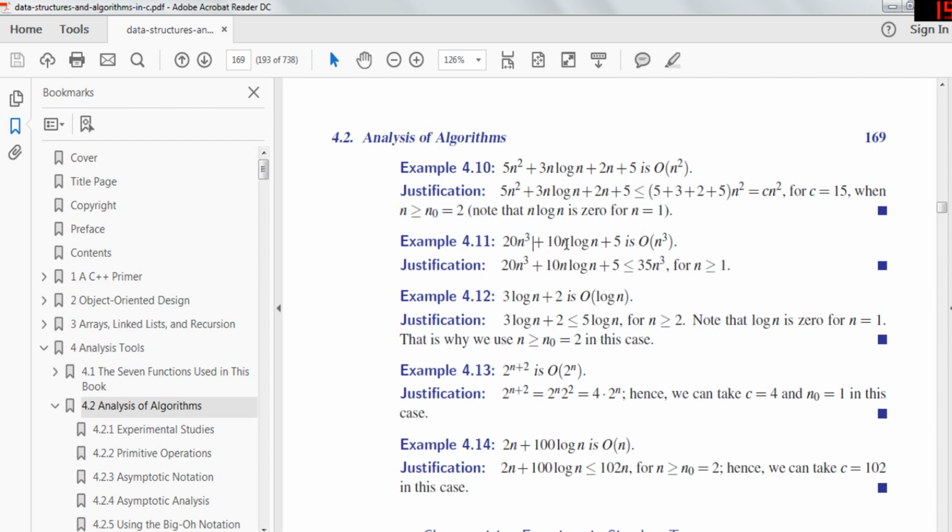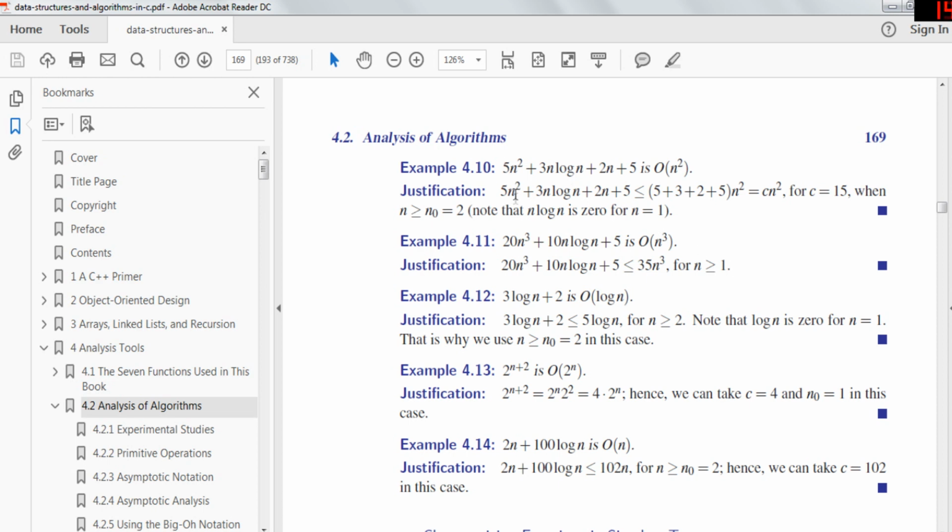Alright, here's another example. 20n cubed plus 10n log n plus 5 is O of n cubed. Why? Because 20n cubed plus 10n log n plus 5 is less than or equal to 35n cubed for when n is greater than or equal to 1. Where did they get this one?